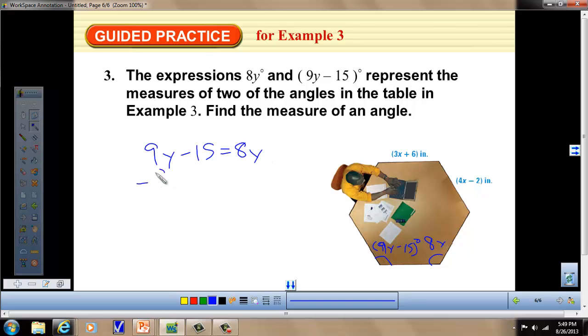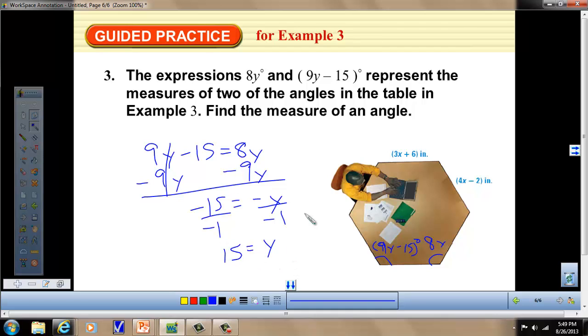I'm going to subtract 9y from both sides. If we do that, the 9y's cancel. We do that so that we have a variable on one side and the numbers on the other side. We have a negative y equals negative 15. Dividing both sides by a negative 1, we get y equals 15.